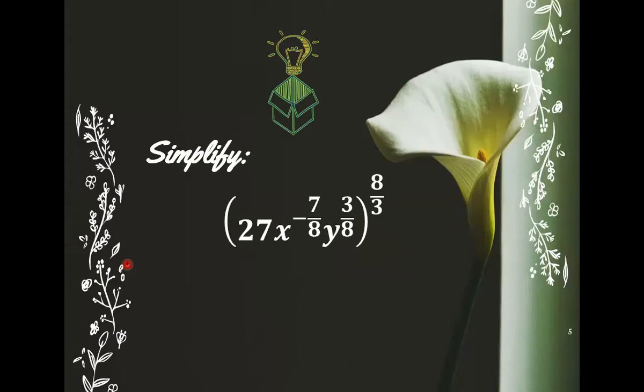This is a question, simplify. Here in the question what you have, this is 27, then x raised to the power minus 7 upon 8, then y raised to the power 3 upon 8, and this whole term has a single power which is 8 upon 3. Okay, this whole term has a single power 8 upon 3.